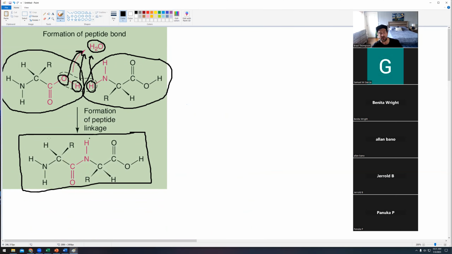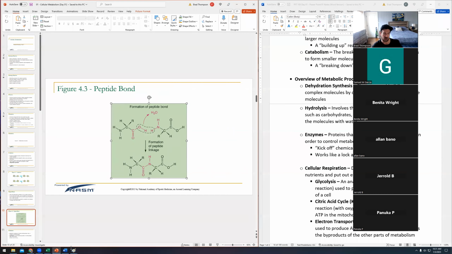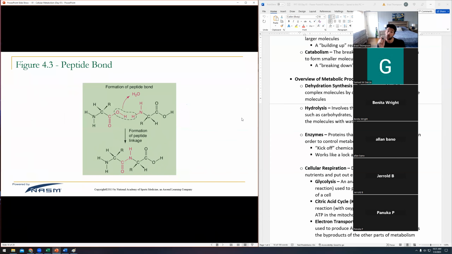So in our example here, we took 2 of them and linked them together. You would actually need to link all 20 together. But what's really cool is, what's the difference between a molecule of skin and a molecule of muscle is the order in which you link them together.